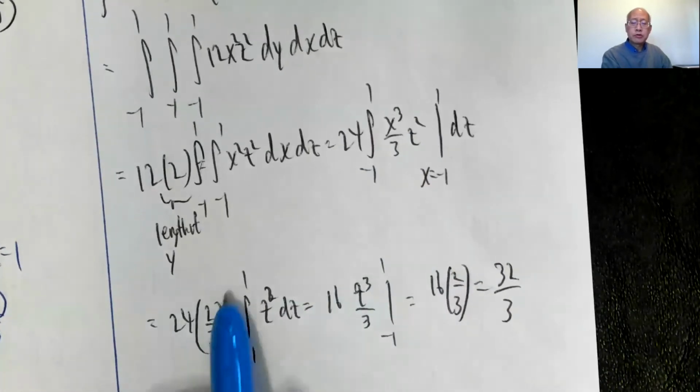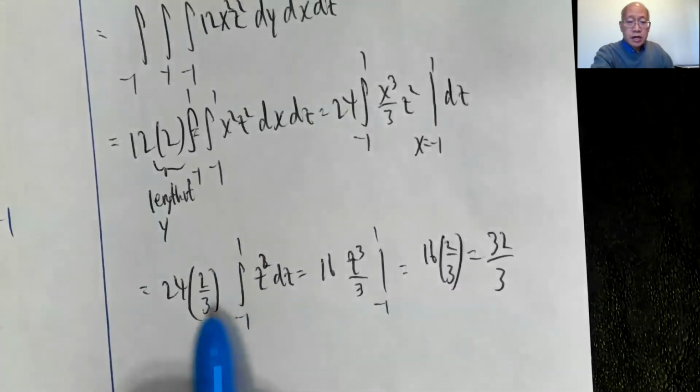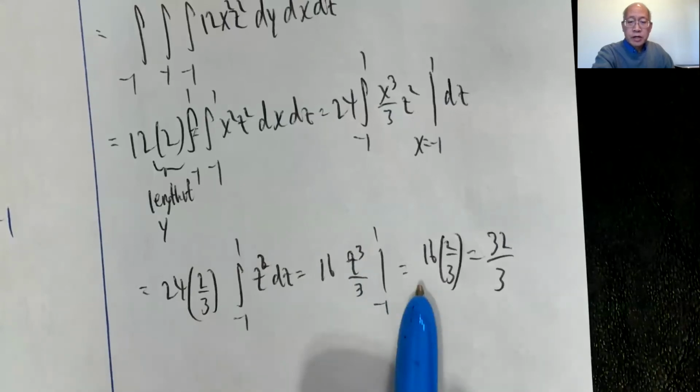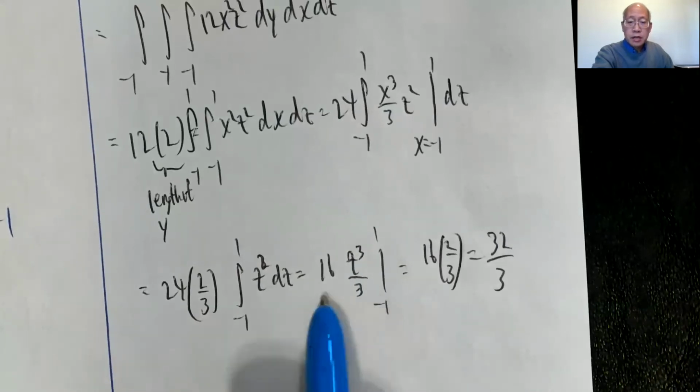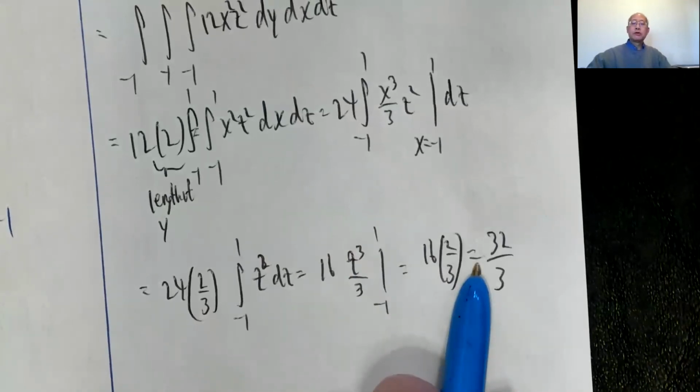So 24 times 2/3. z goes from negative 1 to 1, dz. So that comes out to be 16. z cubed over 3 from negative 1 to 1. So that's 16 over 3 times 1 minus a minus 1. Final answer is 32 over 3.